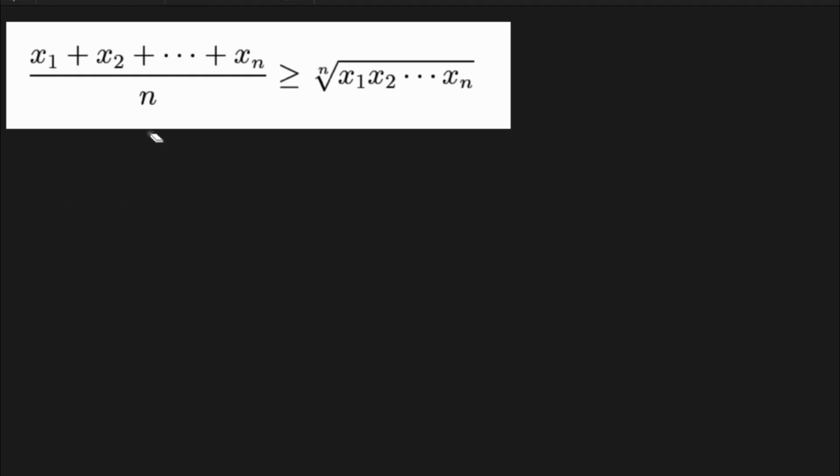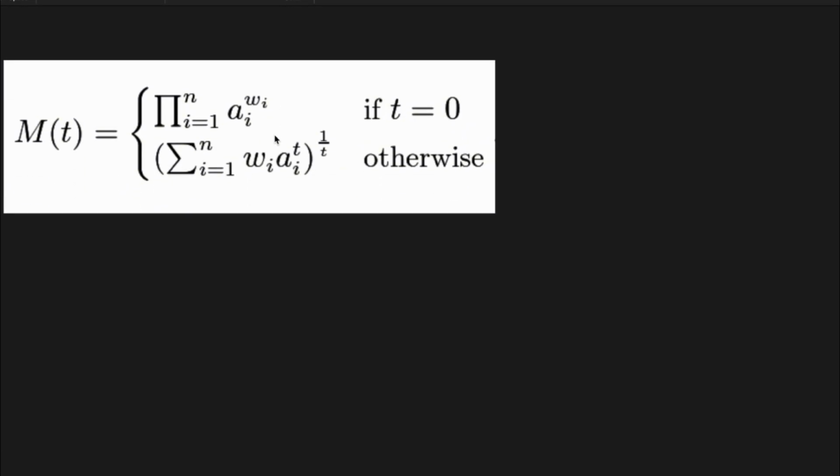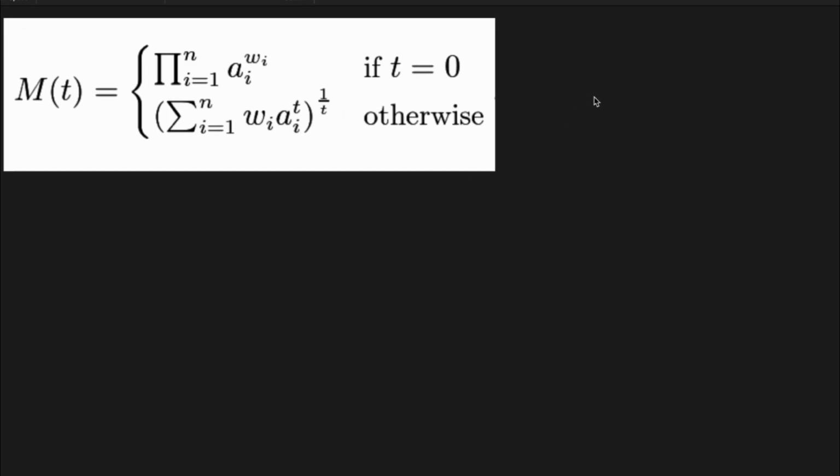What we're going to do next is we will be taking a look at a generalization of the AM-GM inequality, which is as follows. It is called the power mean inequality, or specifically the weighted power mean inequality. It looks a bit complex, but let me explain for a bit.